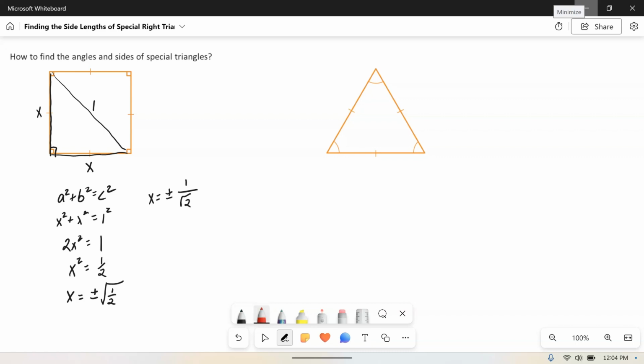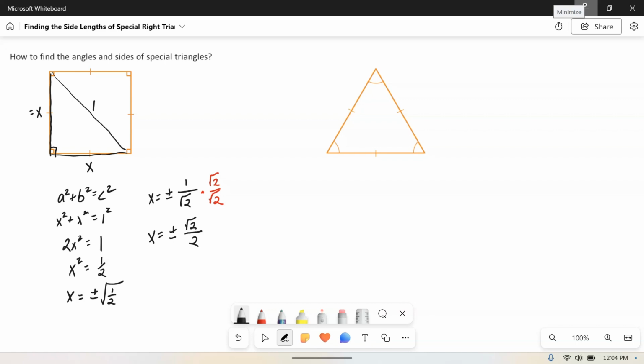And we like to rationalize fractions that have a square root in the denominator. So we're going to multiply the top and bottom by the square root of 2. And so when we do that, we'll have x is equal to plus or minus the square root of 2 in the numerator. And in the denominator, when you take the square root of 2 times the square root of 2, you would get the square root of 4, but the square root of 4 is just 2. So we get x is equal to plus or minus the square root of 2 over 2. Since we're talking about the length of triangles, we don't need to worry about the negative.